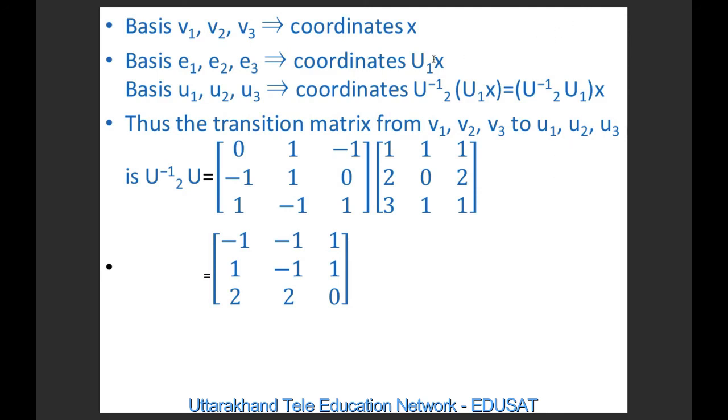So first we calculated the coordinates of x with respect to this, then U1x with respect to basis e1, e2, e3, and U2 inverse U1x with respect to basis u1, u2, u3. So U2 inverse and U1. By calculating this, we obtain the transition matrix from v1, v2, v3 to u1, u2, u3.